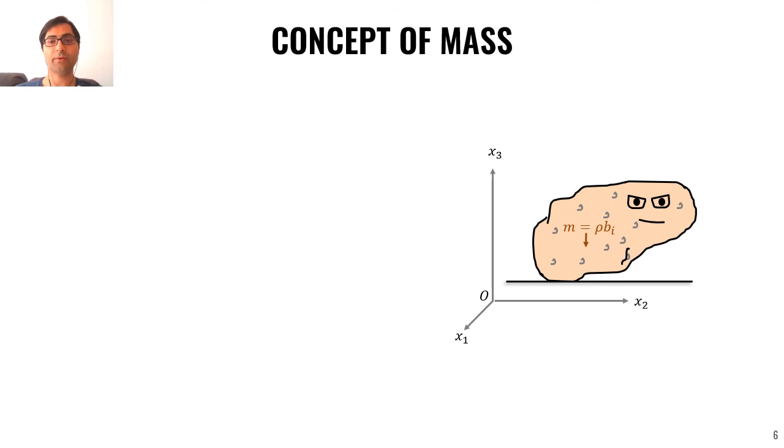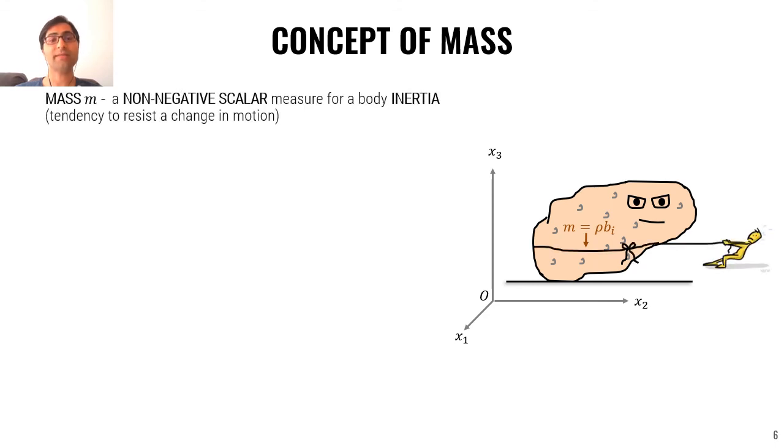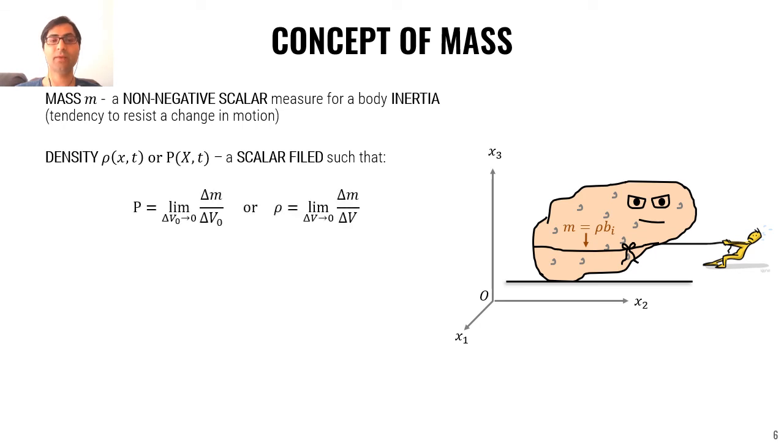Let's start with the concept of mass. Mass m is a non-negative scalar that measures the body inertia, basically tendency to resist a change in motion. Density that we show by rho as a function of x, current state, or P as a function of capital X, reference state, is a scalar field which is basically limits of delta m over delta v, mass divided by the volume, as the volume approaches zero.